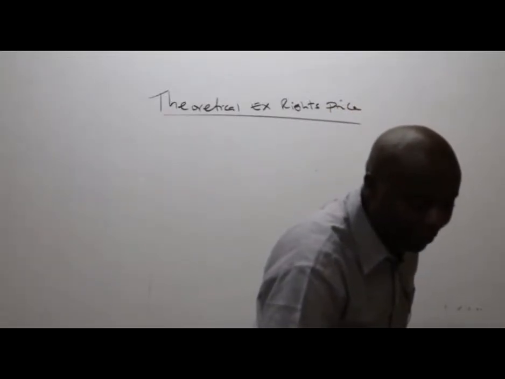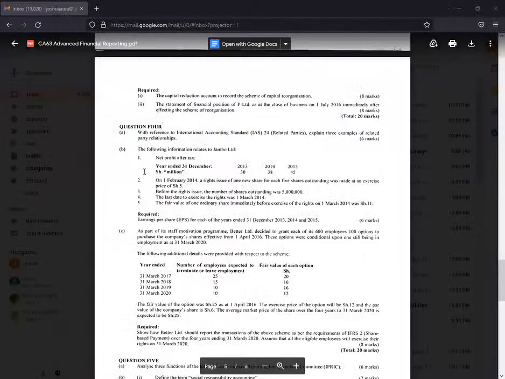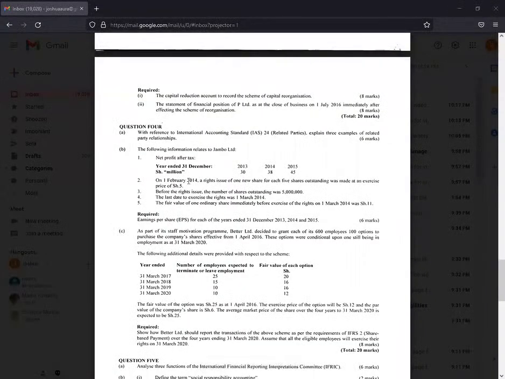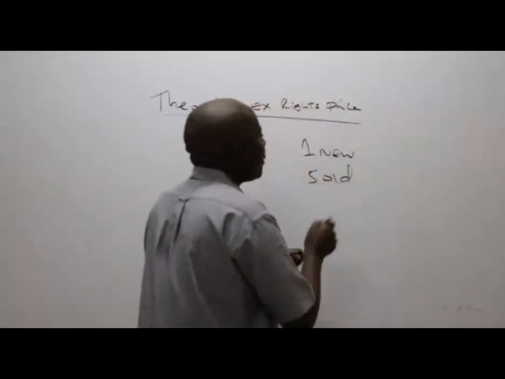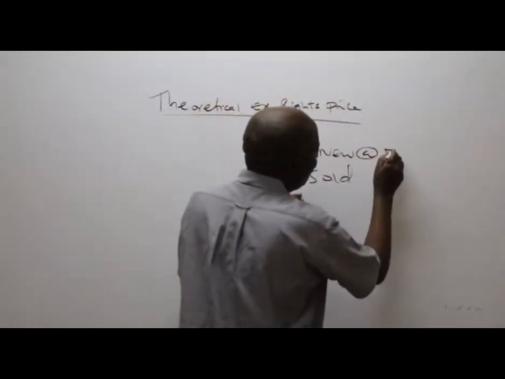Great. I can see students are giving me very many formulas. I can see on 1st February 2014, a rights issue of 1 new share for each 5 shares outstanding. So for each 5 old shares, 1 new share was made at an exercise price of 5. The new share here is going for shillings 5.